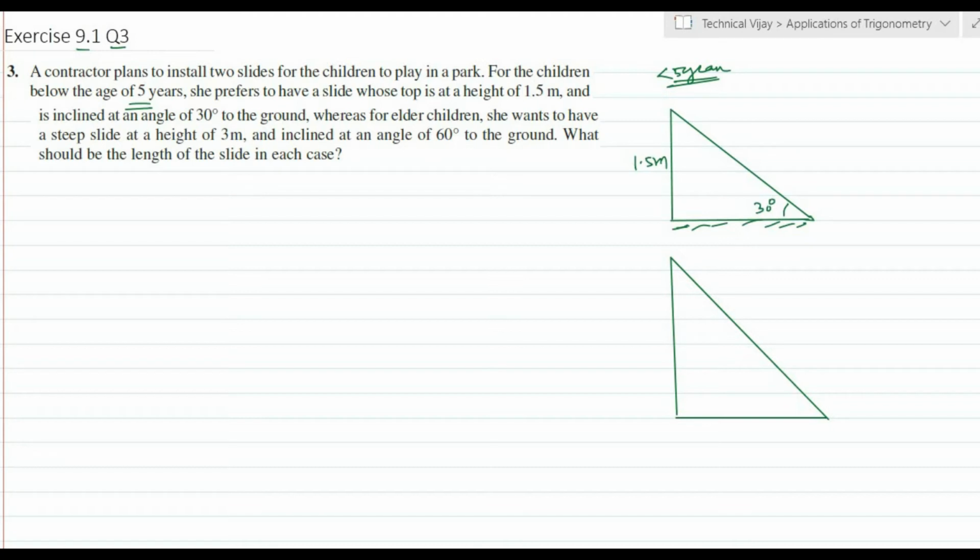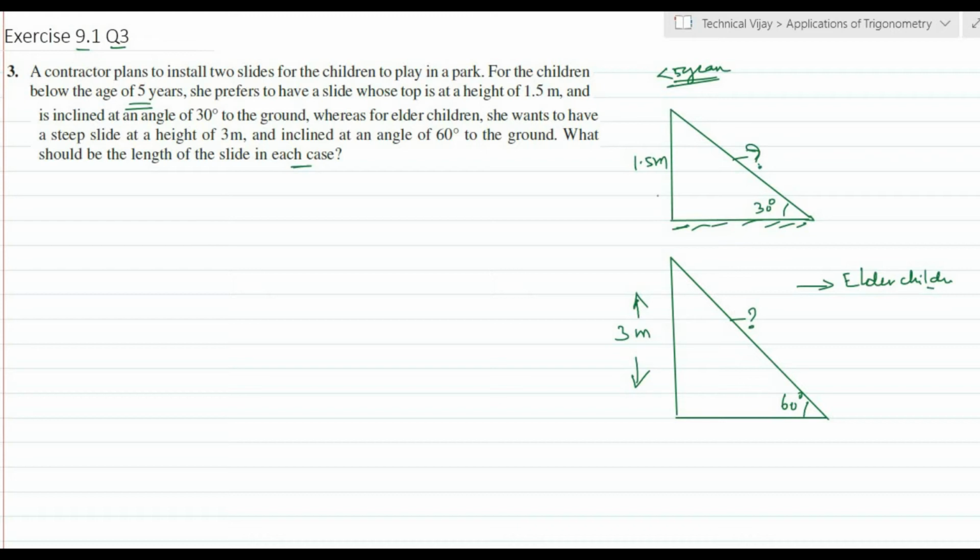Whereas for elder children, this is for elder children, she wants to have a steep slide at a height of 3 meters. So this height will be 3 meters, and inclined at an angle of 60 degrees to the ground. So this is 60 degrees. What should be the length of the slide in each case? So this length and this length they are asking.